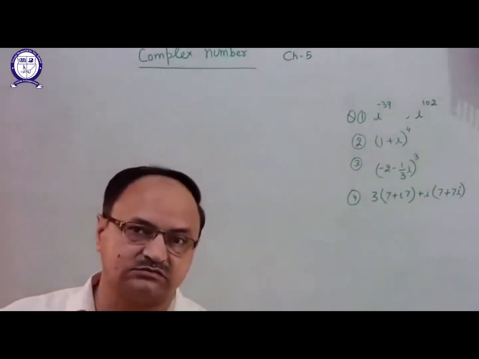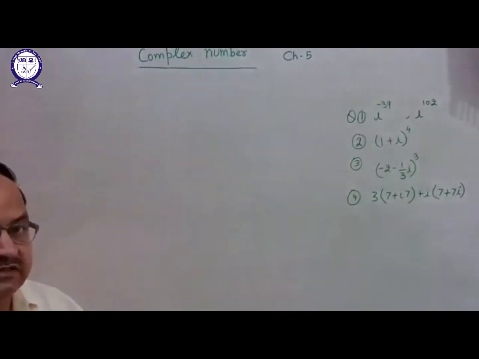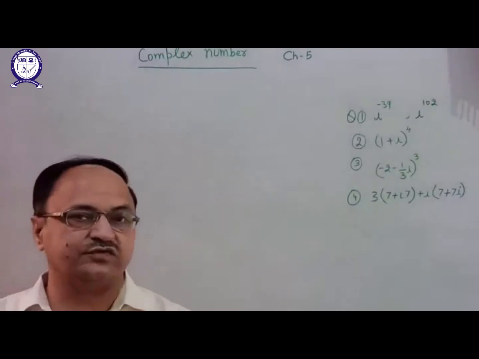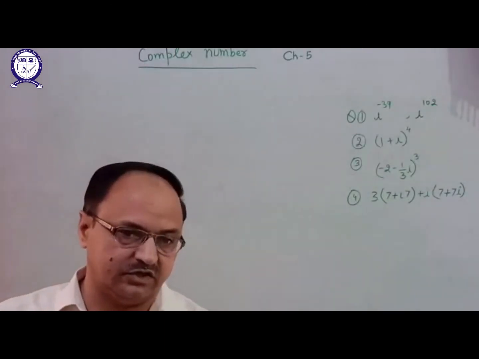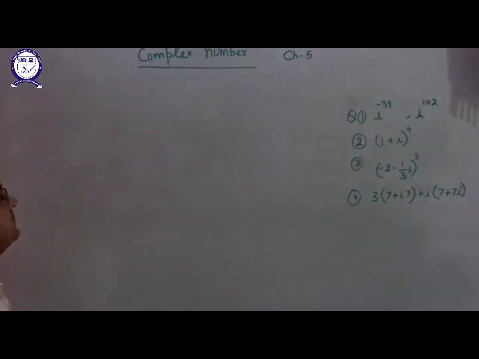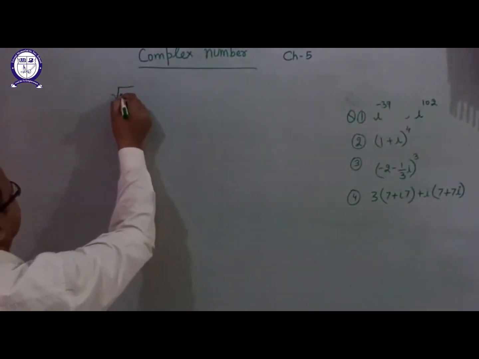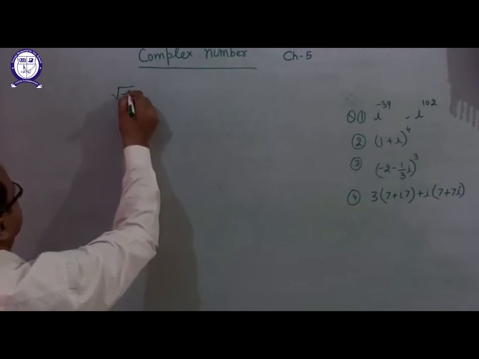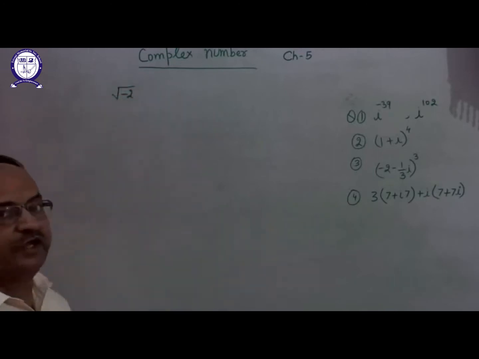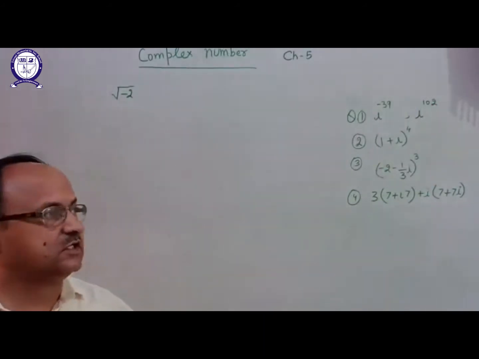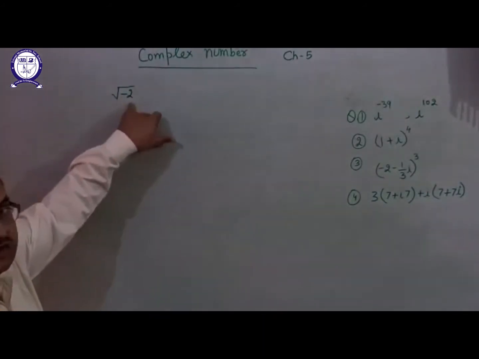Today we will discuss a new topic, that is Complex Numbers, Chapter Number 5. You already know about real numbers in class 10th. The real number is the collection of rational and irrational numbers, already known. But you know that the square root of a negative number is not a real number. Square root of a negative number is a complex number.